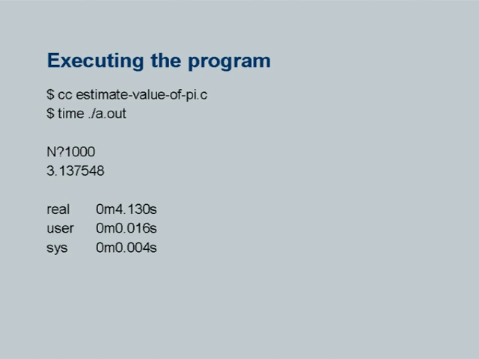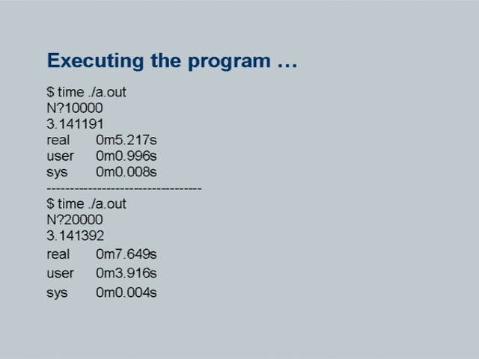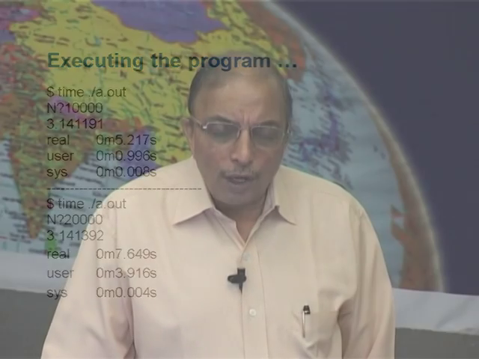Let us go back to 3 slides. So here is the first execution where n was 1,000. The value of pi was estimated to be 3.137548. Not accurate, but fairly close to pi, given that we had considered only 1,000 points. When we considered 10,000 points, the value became 3.1411191, closer to pi. When we executed the algorithm with n equal to 20,000, this became 3.141392, further closer to pi. We would have expected naturally that when we give n equal to 50,000, we should have got a very accurate estimate of pi. Instead, we are getting a negative value here. So why do we get a negative value for pi?